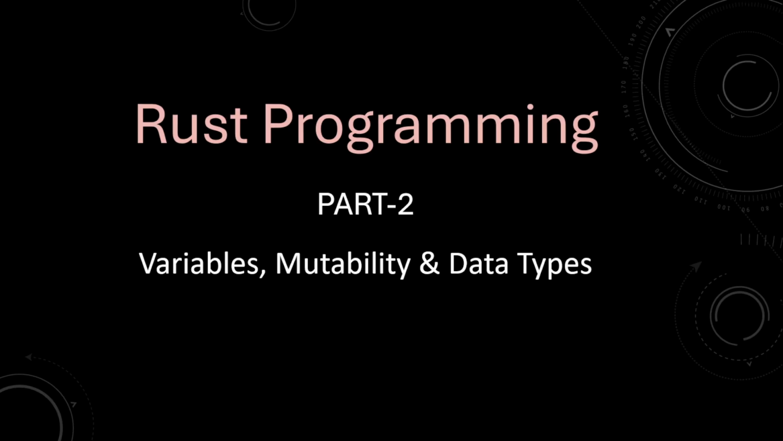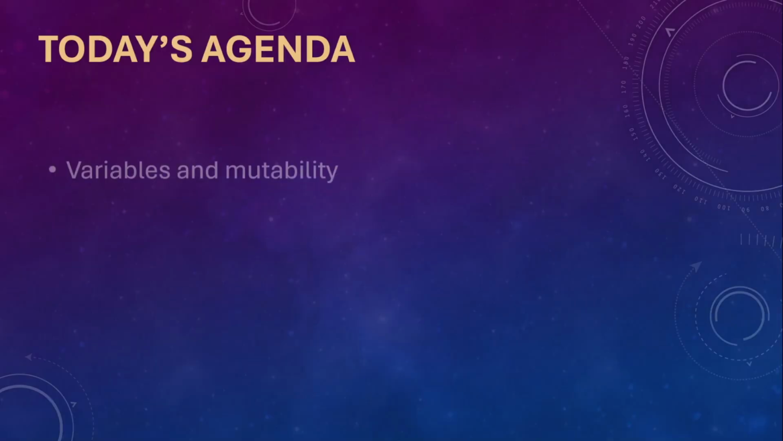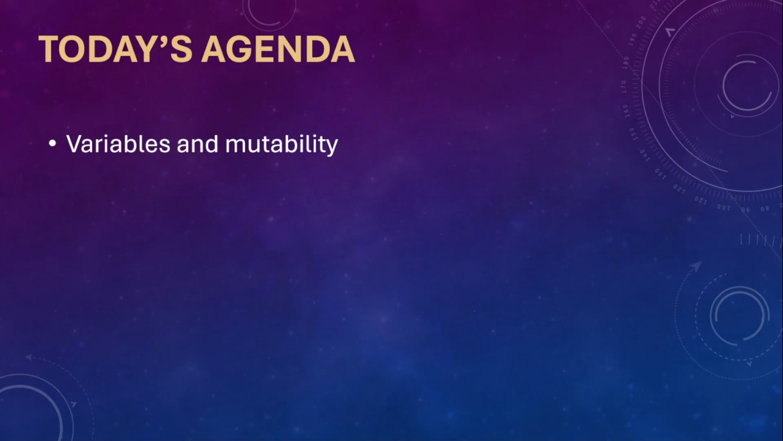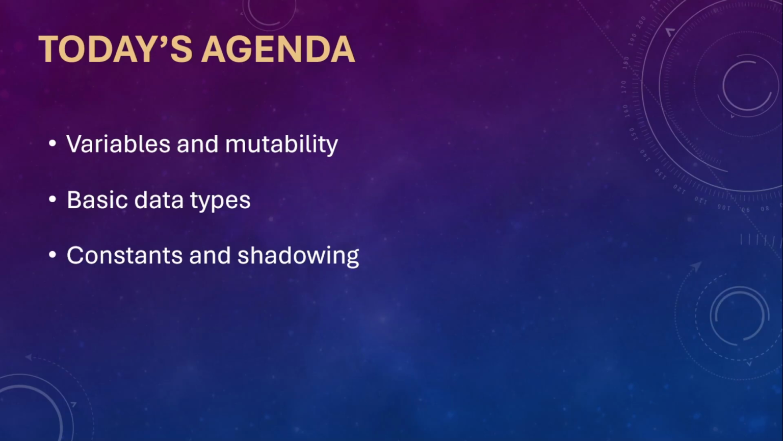So let's dive in. Our agenda today would be variables and mutability. Then we will discuss the basic data types that are used in this programming language. Third, we will discuss constants and shadowing. And lastly, we will check out the basic input and output operations that we can do in Rust. So now let's dive into this.